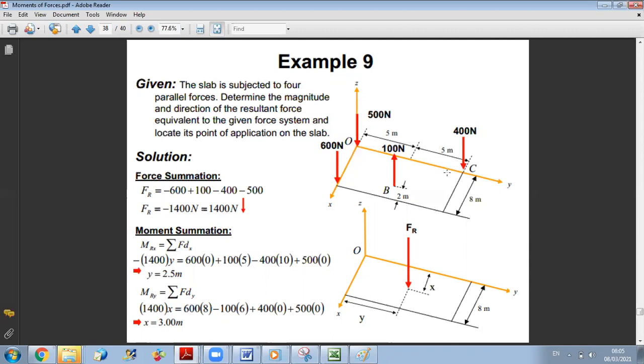So the first step to do is to reduce the system to point O. This is the first step. And second, I move my force in a way to reduce to a single force. So let us start by the first step. For the first step, I do the force summation. I have minus 500, minus 600, minus 400, plus 100. I get a total resultant force of 1,400 Newton down.